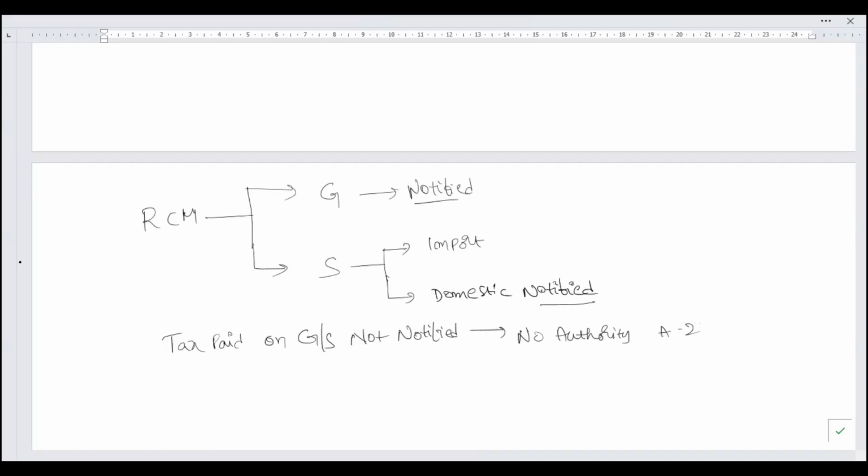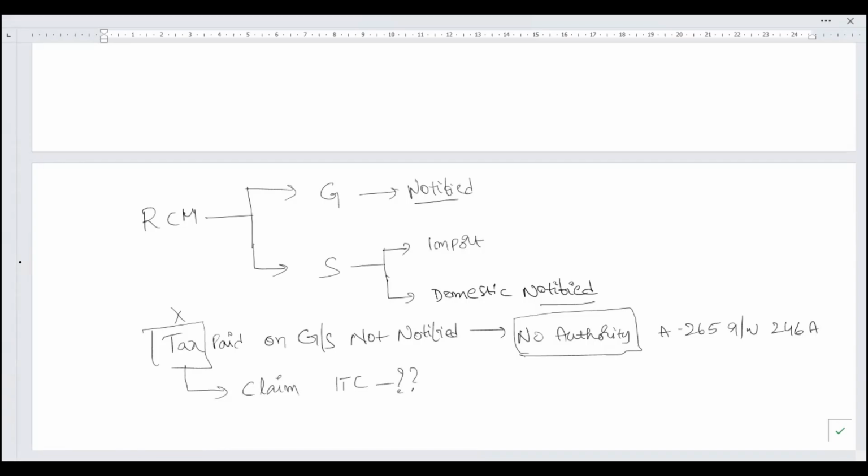Under Article 265, read with Article 246A. Please keep in mind, when there is no levy, when there is no authority, it cannot be called a tax. Whatever I have paid, IGST, CGST, SGST, when there is no authority, it cannot be called tax. Correct, no? So that particular amount, what I have paid, which is not notified, has no authority. Now, the question comes, can I claim input tax credit?